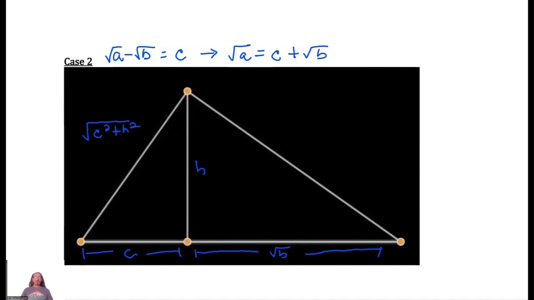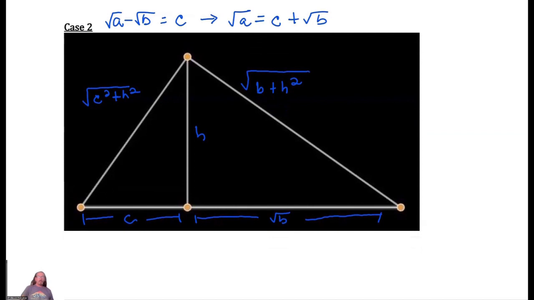And the square root of B squared is B. So the square root of B plus H squared is the length of this hypotenuse. And overall, the base of the overall triangle is the same as A.